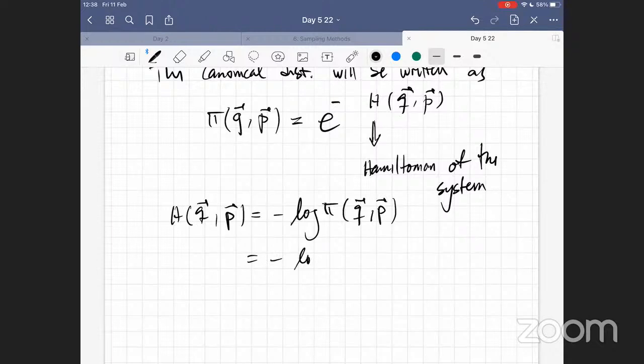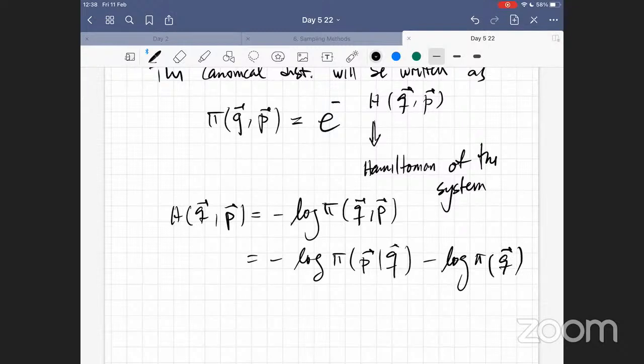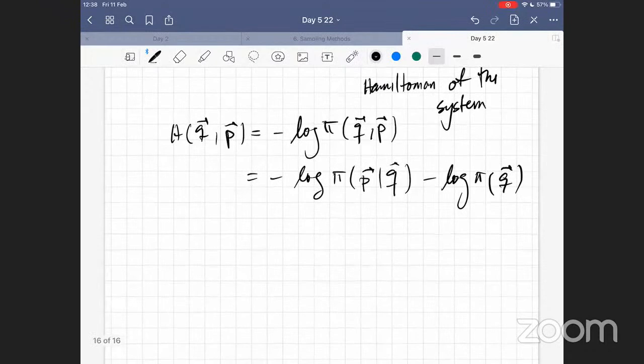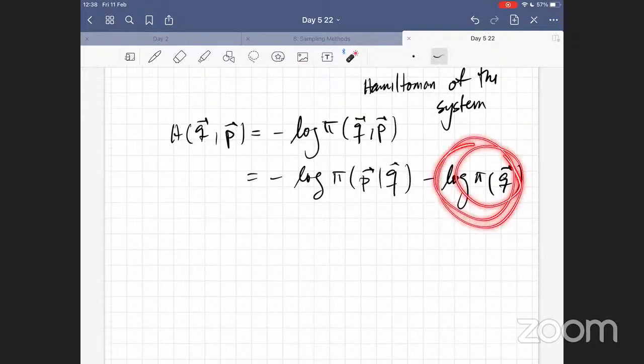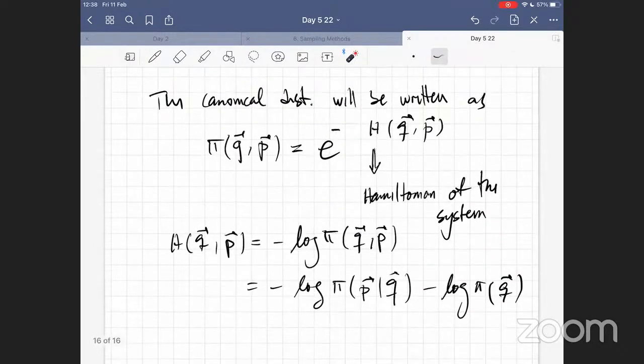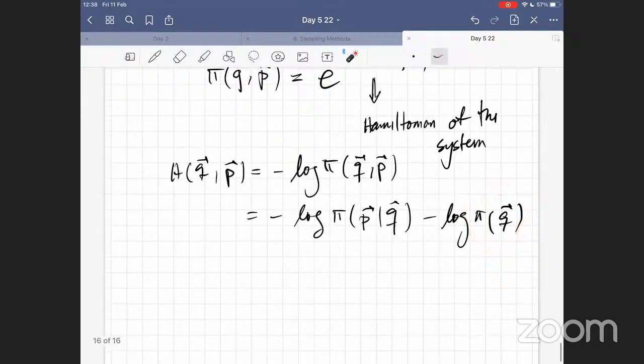And then let me expand this joint distribution. So this will be minus log of the conditional of P given Q minus log of pi of Q, right? This is actually what you're interested in, no? This factor here is what you are interested in at the end of the day. I mean, all this augmentation of the system, of the parameter space, of associating to every parameter an associated moment, etc. All of this is just to get this at the end of the day.